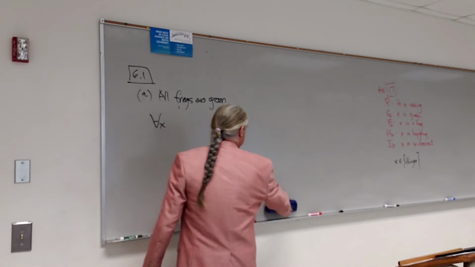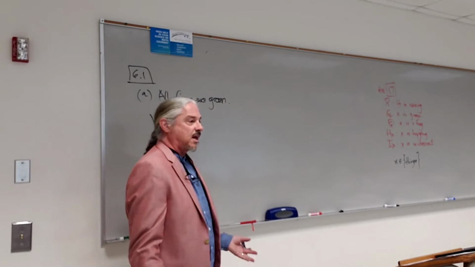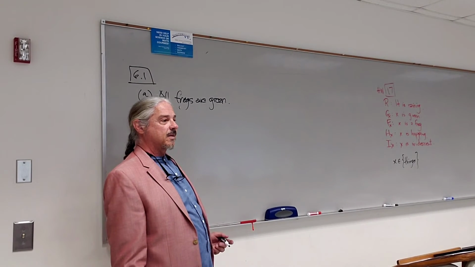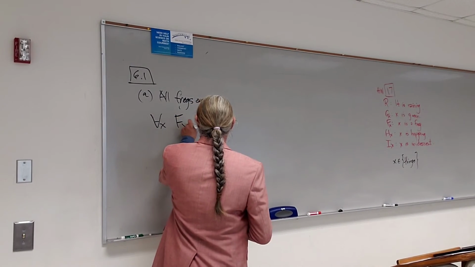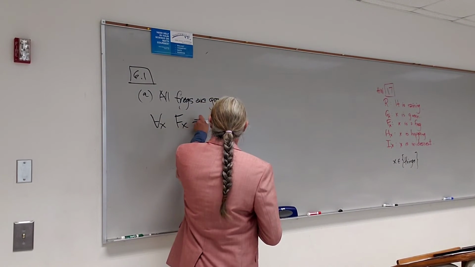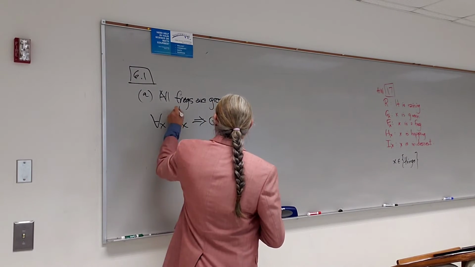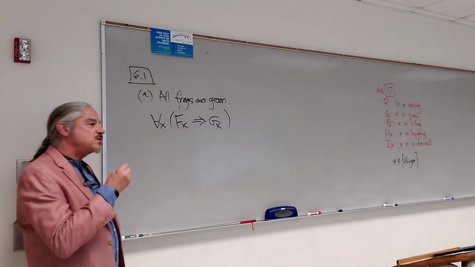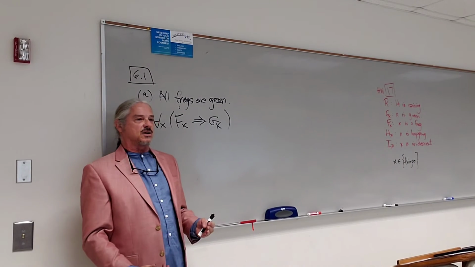This is the best way to show you, is to go through the steps of what's logical. So what would you say? If something is a frog, then what is true about that thing? It's green, and you do need parentheses. Okay? It took a while to get there because I wanted you to see the process your brain goes through. I could have written that down 10 minutes ago.